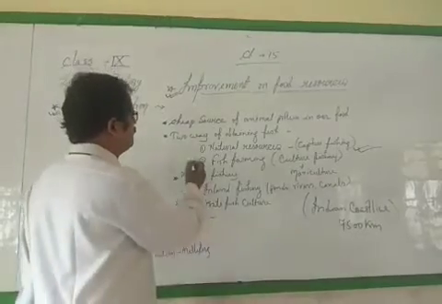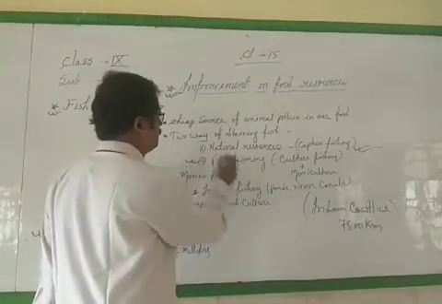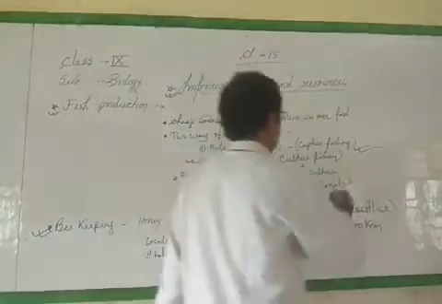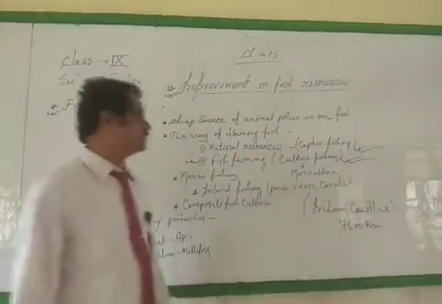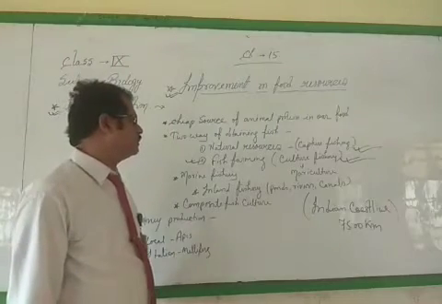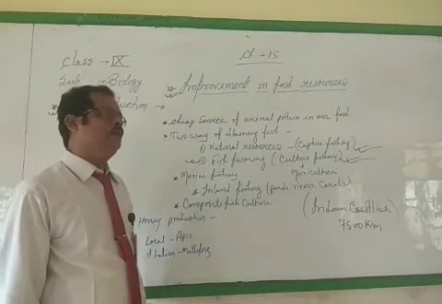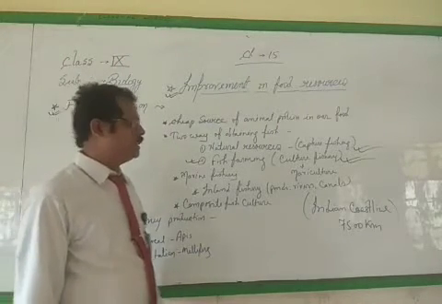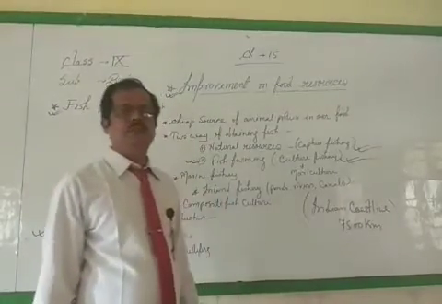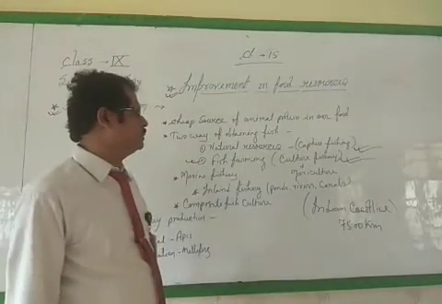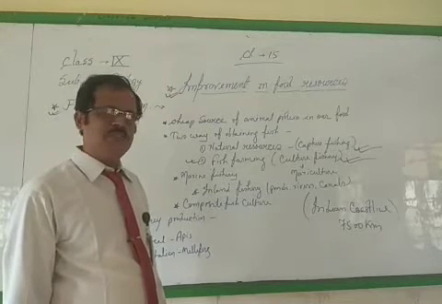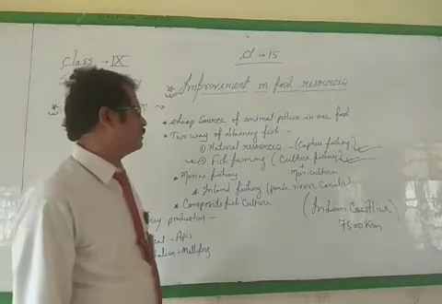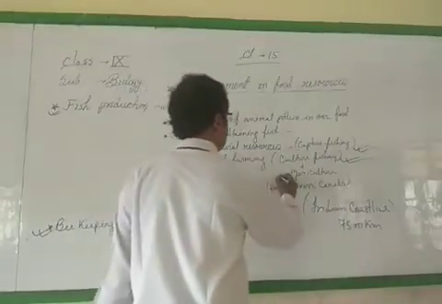Second is called fish farming. Fish farming is also known as culture fishing. Fish farming means we artificially rear fish in different water bodies. This is called fish farming. The fishes we obtain from the sea in this way is also known as mariculture.